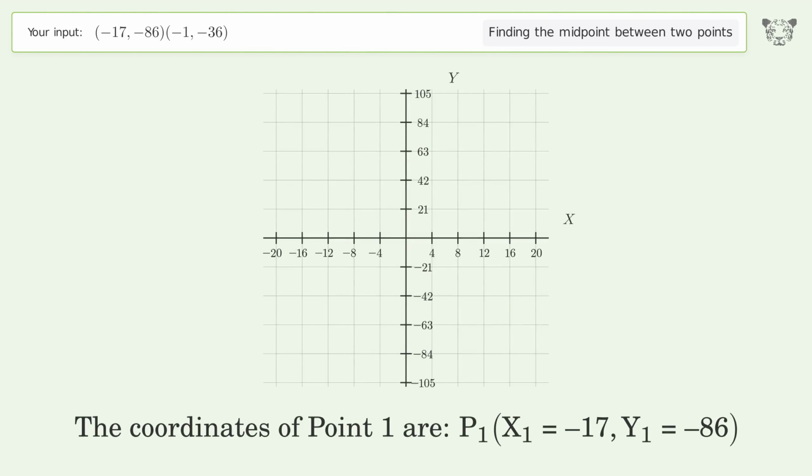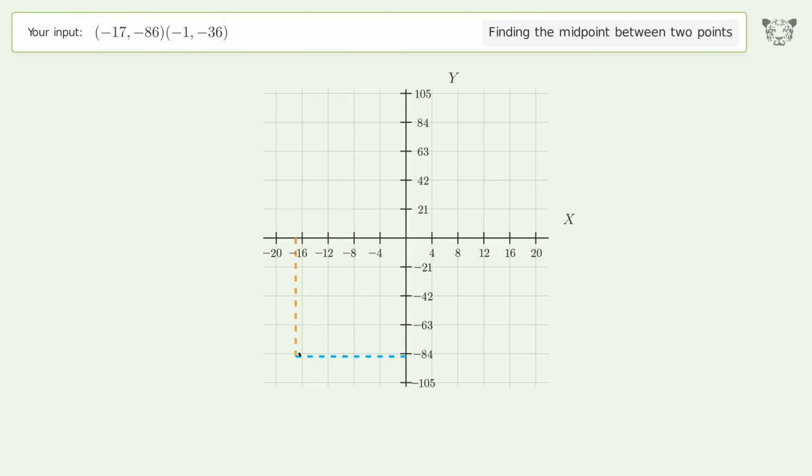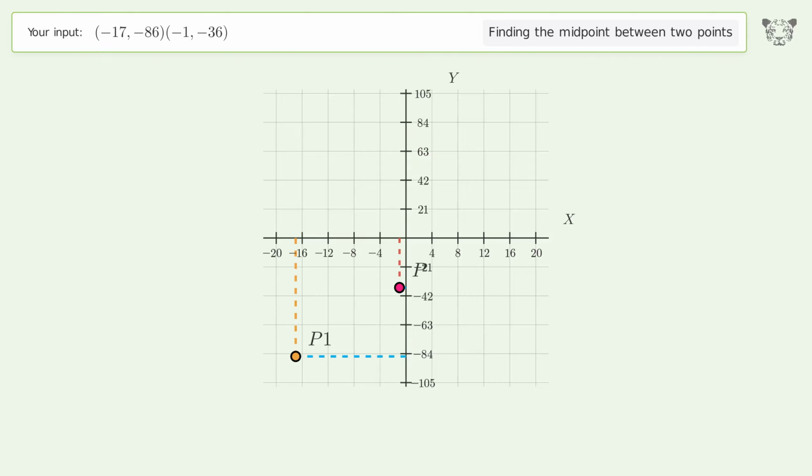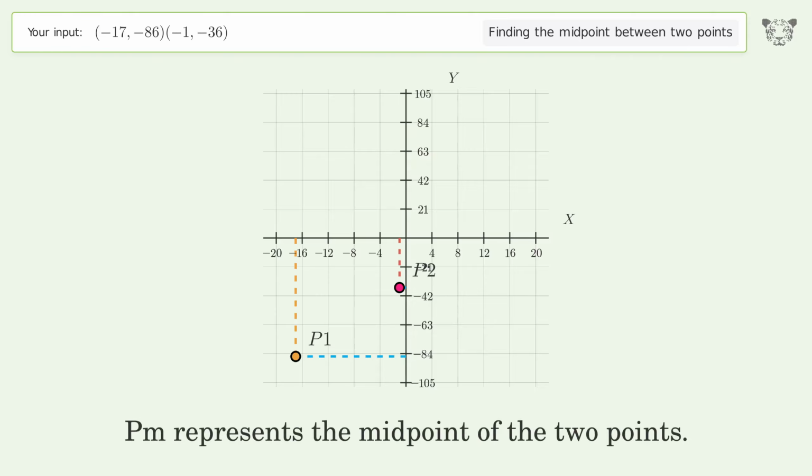The coordinates of point 1 are x1 equals -17, y1 equals -86. The coordinates of point 2 are x2 equals -1, y2 equals -36. PM represents the midpoint of the 2 points.